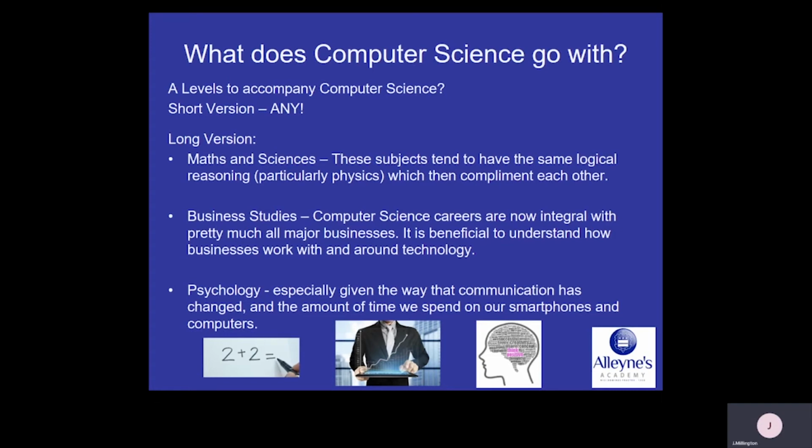You could therefore use your computer science skills to develop something that harnesses psychological parts, if you like, and then have analysis on how we're spending time on our smartphones, and how we can start integrating that within our computer systems. So there's plenty of scope there. As I say, the short version is any. Don't worry too much about making sure you're building this up in the right way. If you're wanting a very particular university or a very particular university course, then we can discuss that at another time individually. But really, it goes with pretty much anything.